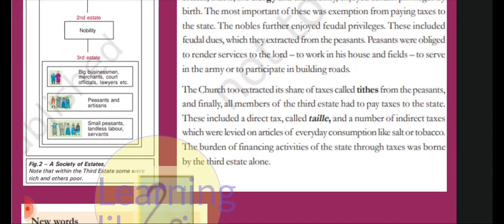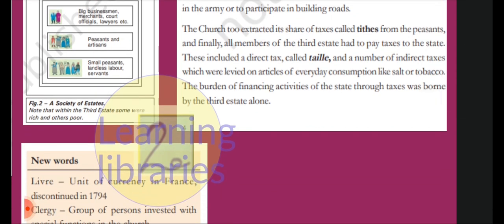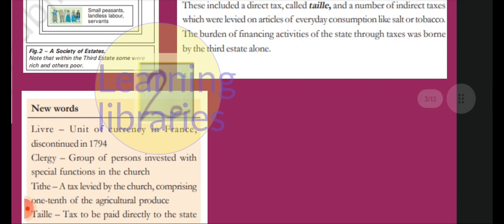The church too extracted its share of taxes called tithes from the peasants, and finally, all members of the third estate had to pay taxes to the state. So, this included a direct tax called tally, and a number of indirect taxes which were levied on articles of everyday consumption like salt or tobacco. The burden of financing activities of the state through taxes was borne by the third estate alone. That is, the entire expense, whatever the king was facing, whether to help the Americans or to maintain his own ministry, all money was coming from the common people, and even the church was extracting money.